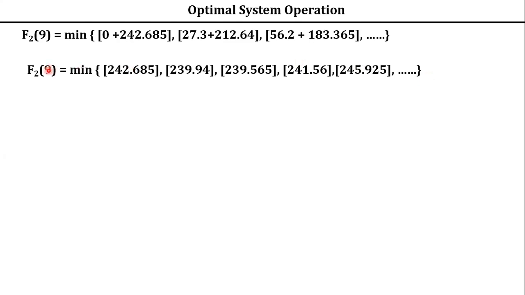Okay. Now what do we have to get from F2 of 9? The minimum of all these values. Where you are having the minimum of all these values, you can see 239.94, 239.565. So this is your minimum value, isn't it? So this is your minimum value. Fine. Clear? Hope you got this point.